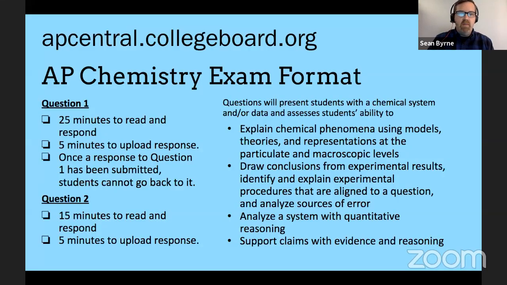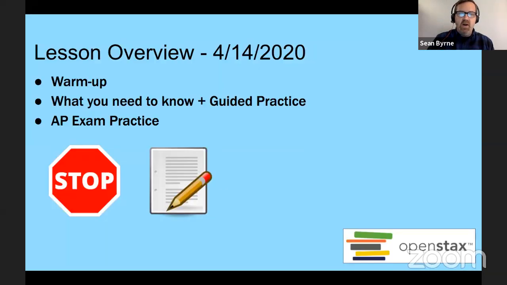The format, just to remind you, you've got 2 questions. You'll have 25 minutes to read and respond to the first one, 15 minutes to read and respond to the second one. And the focus really is going to be on your ability to explain phenomena, draw conclusions, analyze systems, support claims. So I hope that you've seen a lot of examples of how we're having you practice that over the past couple of weeks, and we'll continue to do so as we are planning more and more lessons for you. Okay, so let's get to our lesson overview.